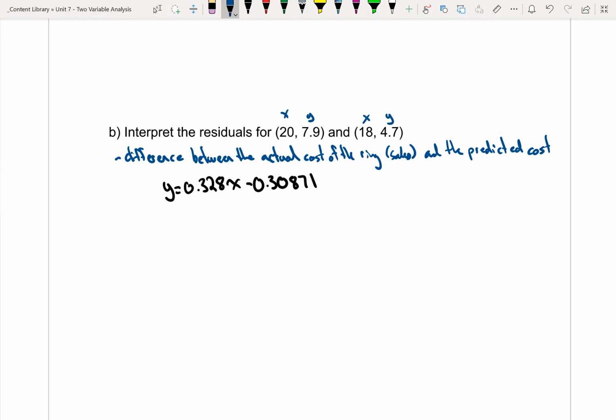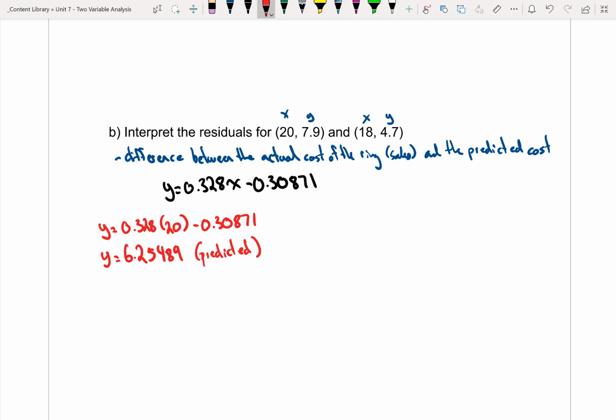So when we go through to calculate the predicted value for the first one, we get y equals 0.328 times x, which is 20, minus 0.30871. We should get 6.25489. So this is our predicted value. And now, in order to actually calculate the residual, we have to take the actual value, the 7.9, subtract the predicted value, and we get our residual, which is 1.64511.